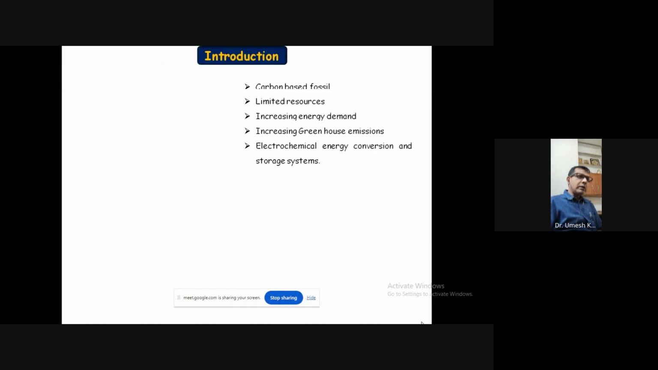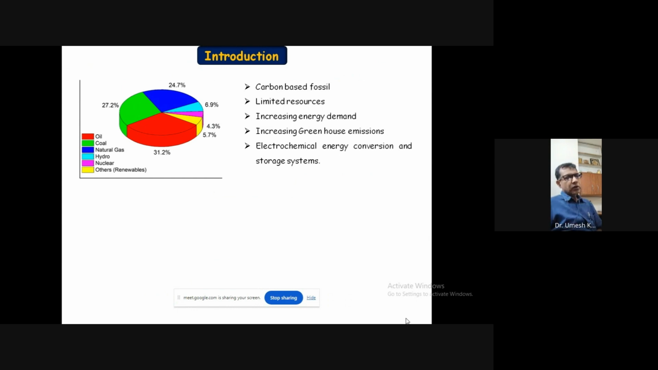As we all know, even nowadays we are mostly using carbon-based fossil fuels for energy purposes. We have limited resources, and the energy demand is increasing day by day. The use of carbon-based fossil fuels also increases greenhouse emissions, which directly affect the environment as well as human life.